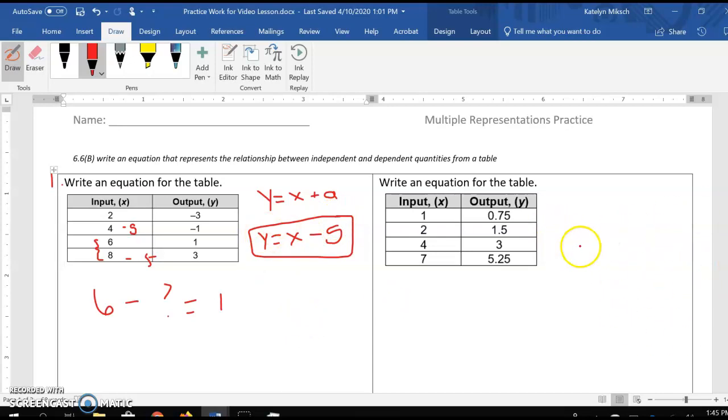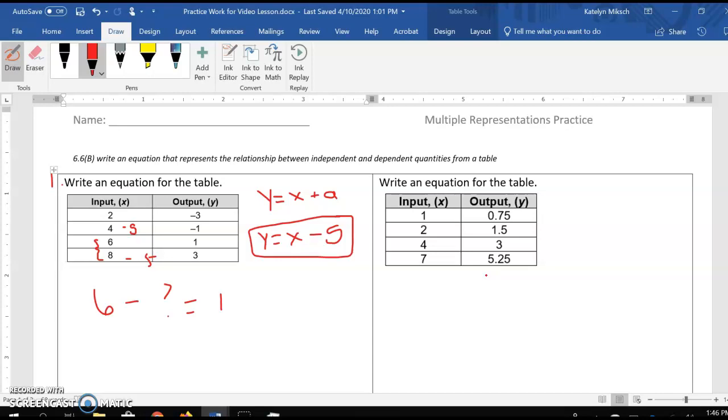Okay, this next table is a little bit more difficult. We have input and output again. We're starting with 1, getting 0.75, 2 to 1.5, 4 to 3. Our numbers are getting smaller, so that means we are either subtracting something or we are multiplying by a fraction or decimal, which is the same thing as dividing.